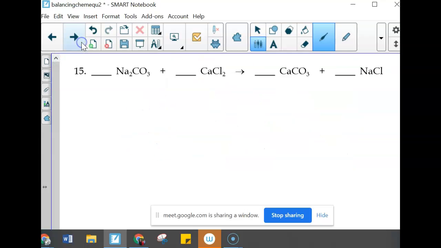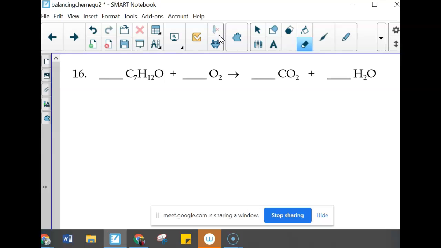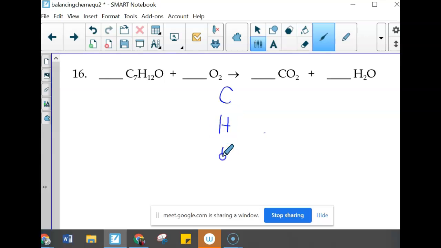All right, 16 then is 2, 19, 14, 12. I'm just assuming that someone's going to need that, so I'm going to go over it. 2, 19, 14, 12. Let's go through that one. So we have, let me get my pen working again. C, H, and O, 7, 12, and 3. 1, 2, and 3. So get carbons balanced. Let me give you a moment to get those numbers. 7, 12, and 3. 1, 2, and 3.